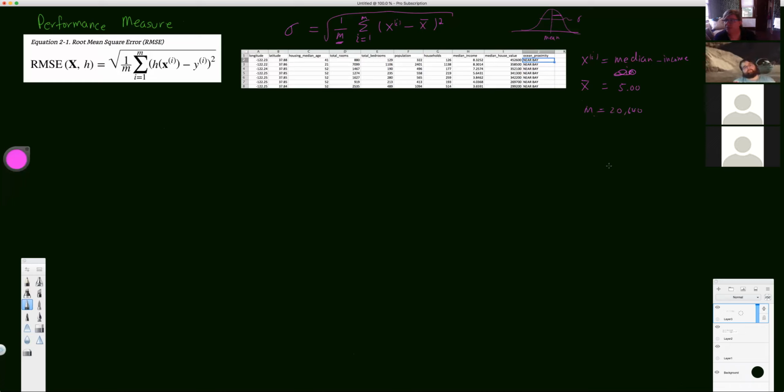So 20,640 values, right? So you average each one of the differences from the mean, square it because you don't care whether it's positive or negative. And so you get the average distance from the mean, which hopefully makes sense as the width of the distribution, right? It's the average distance from the mean of each of your points. Sort of, because you square it.